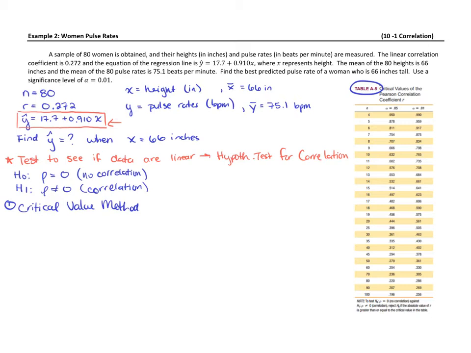Okay, we're told here that alpha is 0.01. So if our sample size is 80, I'm going to go down to 80, and we're using an alpha of 0.01. So that's the second column here. So this tells us that our critical value, or in this situation, I should really say critical values, is plus and minus 0.286. So let me draw this on a number line for the correlation coefficient.